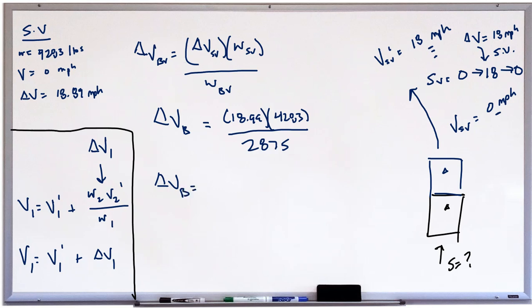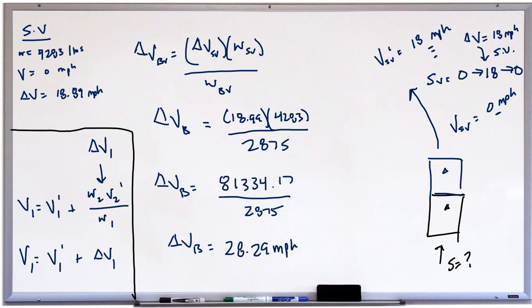So when I start working this out, I'm going to come up with 18.99, excuse me, times 4,283. I'll have 81,334.17 divided by 2875. So the delta V for the bullet vehicle is going to be 28.29 miles per hour. So now I know what both delta V's are.